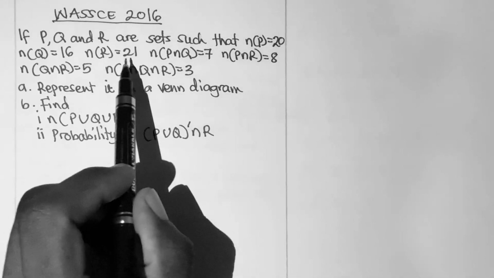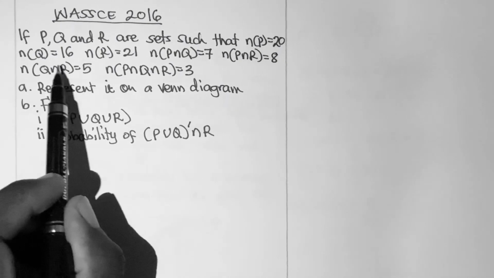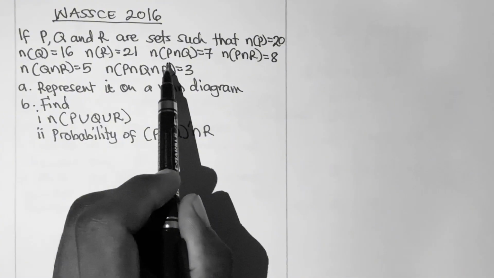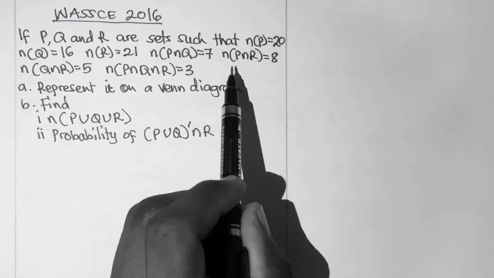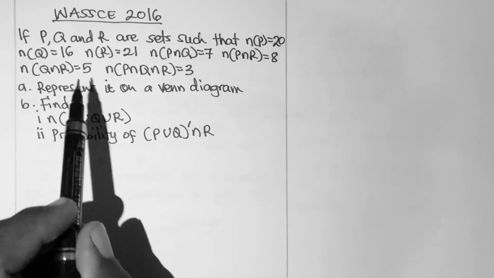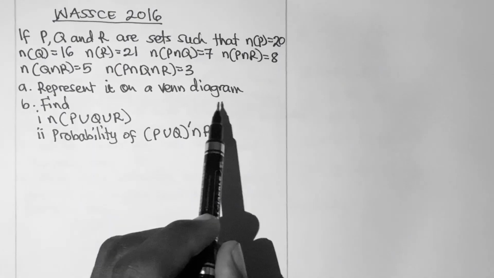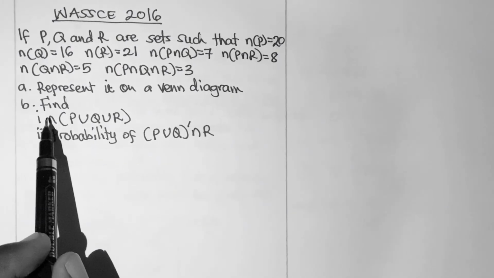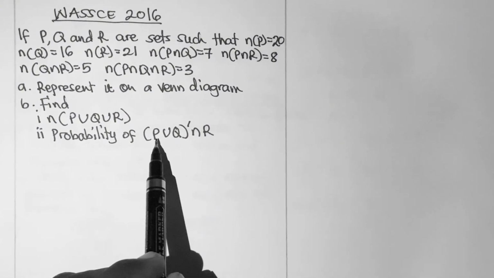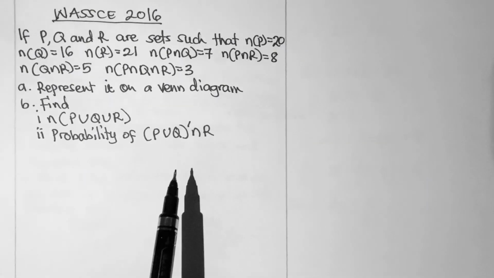If P, Q, and R are sets such that the number of P is equal to 20, the number of Q equals 16, the number of R is 21, the number of P intersection Q is 7, the number of P intersection R is 8, the number of Q intersection R is 5, and the number of P intersection Q intersection R is 3. We should represent this on a Venn diagram. And then in part B, we should find the number of P union Q union R, and then the probability of P union Q prime intersection R. So let's first represent this on a Venn diagram.